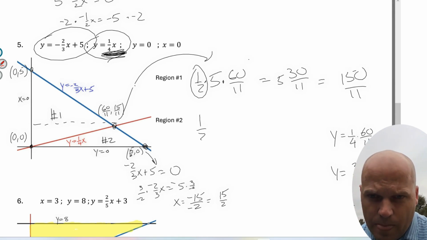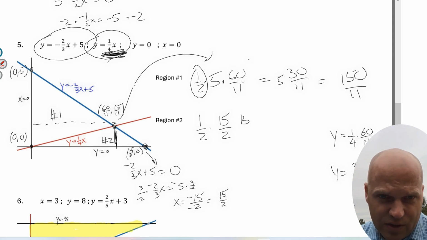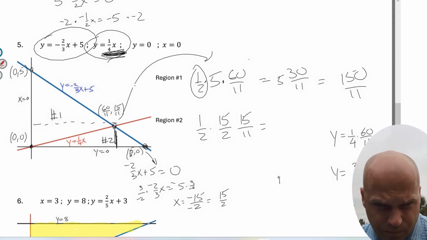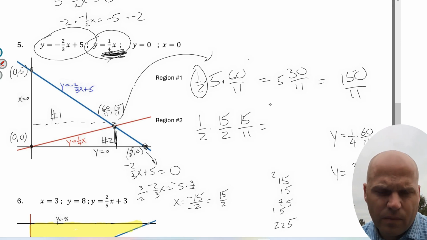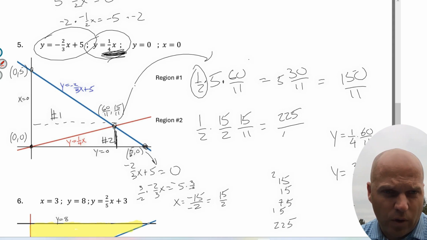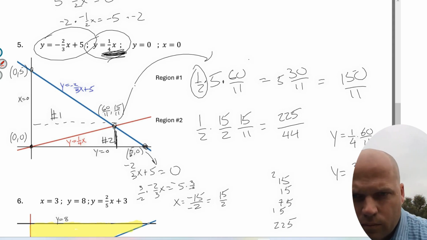Region number 2, base is 15/2. Height is 15/11ths. 15 times 15 is 225. Yep. So 225 over 11 times 2 is 44. Cool.